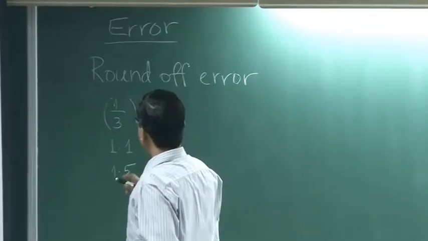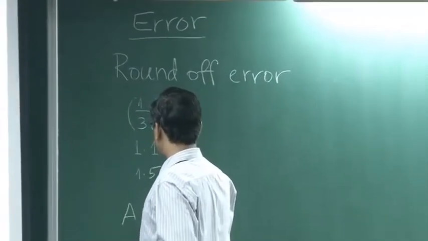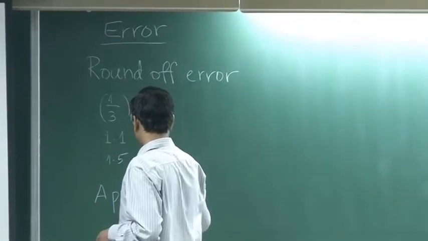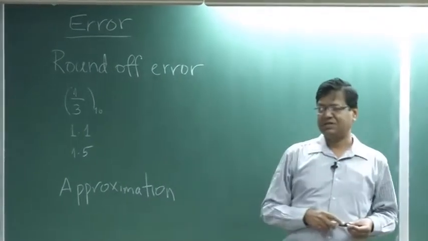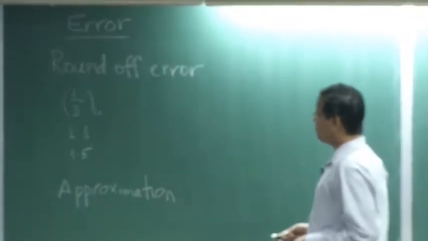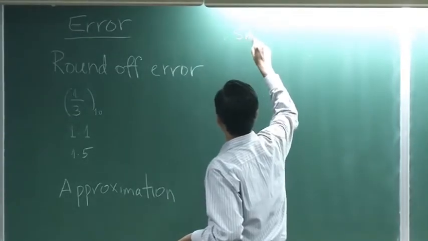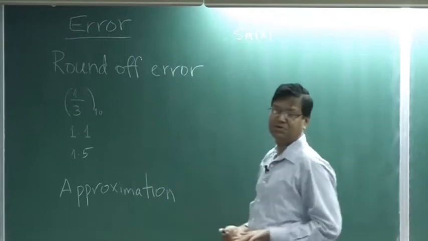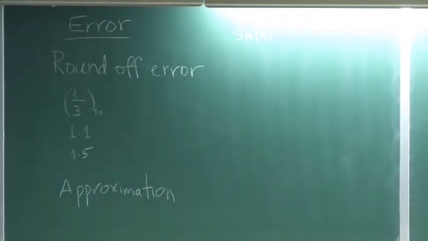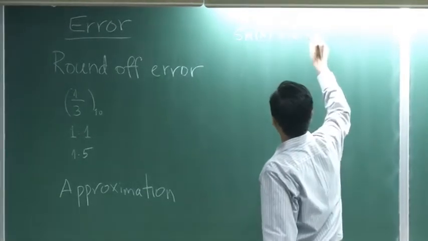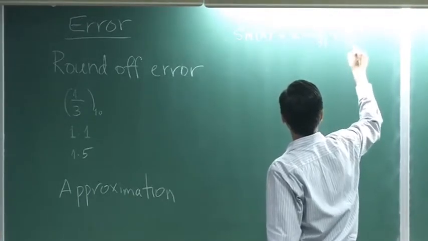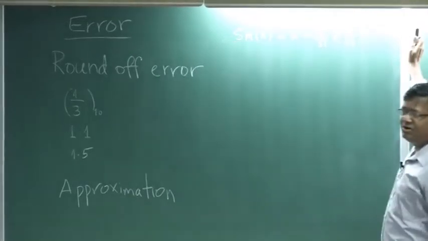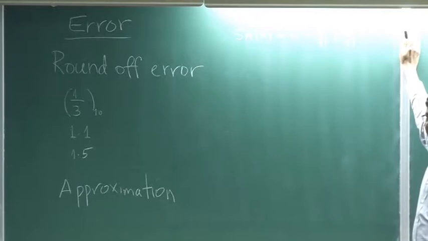But the second error comes by approximation. So, we make approximation. The example I am going to give you: we want to compute sine of x. X is some floating point number. Then how does the computer compute this? By a series. Like this. But again, I cannot compute all terms of the series, right? So, I need to truncate.